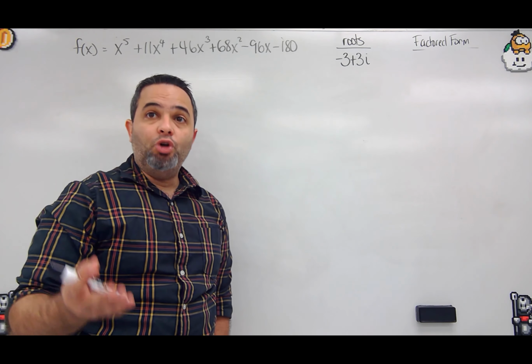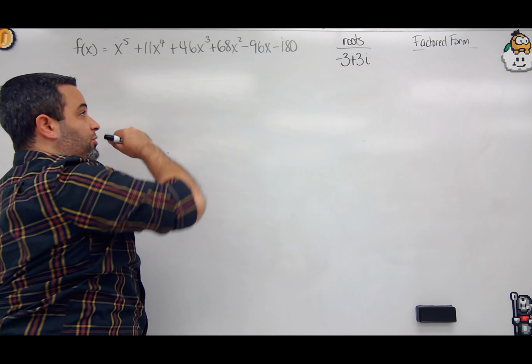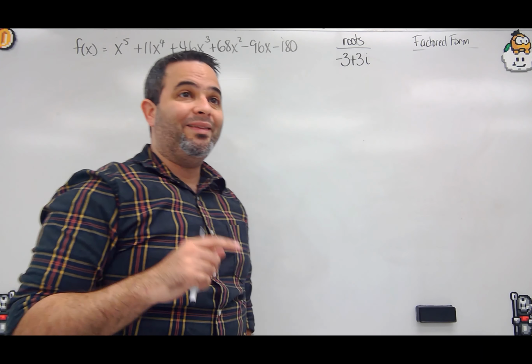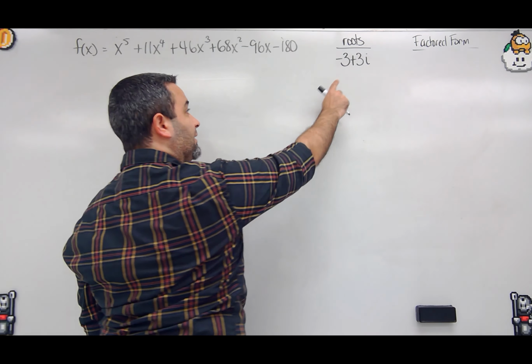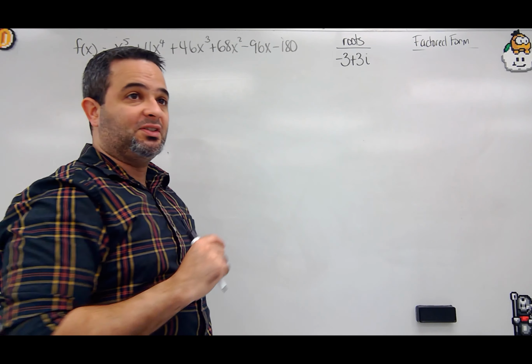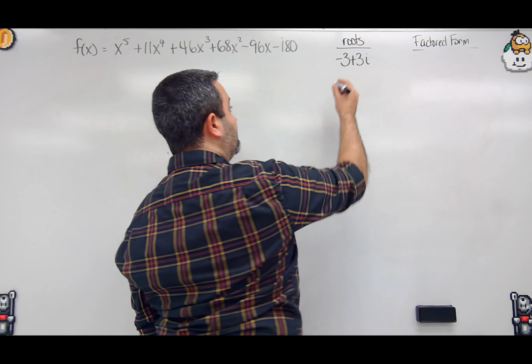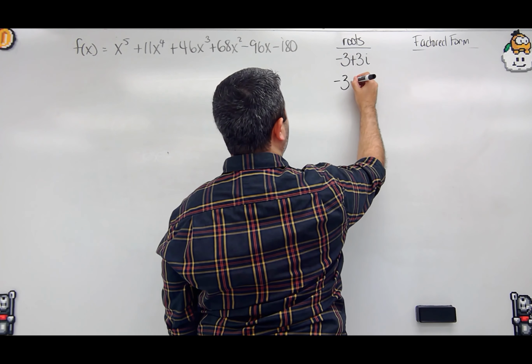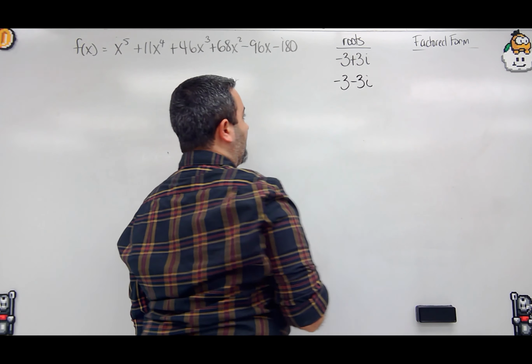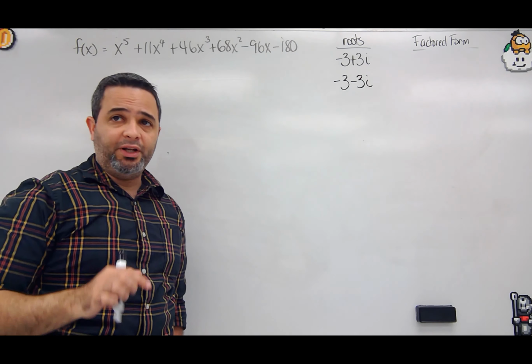So, knowing that all the coefficients are integers, that means automatically that another root, since this is complex and it was given to me, has to be that conjugate, -3 minus 3i. So already 2 of my 5 roots are known.